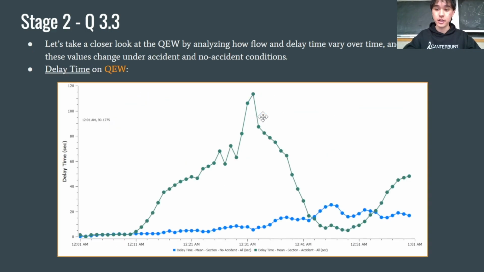Now, we can take a look at a similar graph of delay time versus time. Again, the blue line shows delay time without the accident, which stays relatively constant over the simulation. Looking at the green line, we can say that delay time begins increasing right when the accident occurs, or at around 12:11, and it peaks at 12:31 just before the accident is cleared. It then decreases quickly over the next 10 minutes from 12:31 to 12:41 before reaching pre-accident levels.